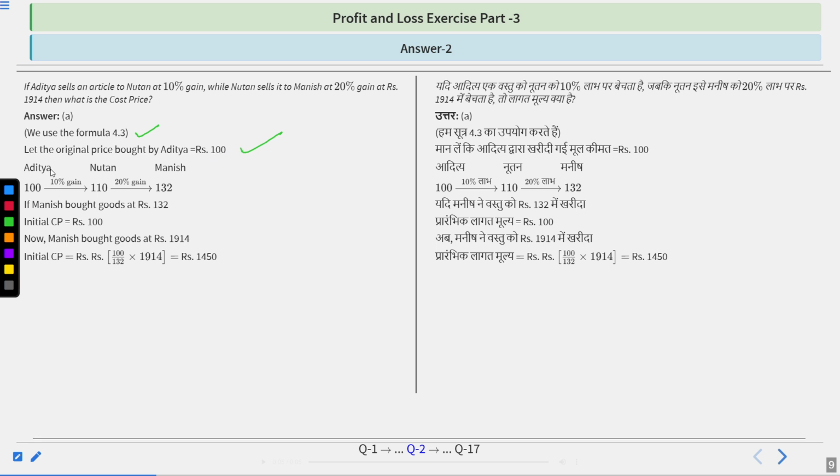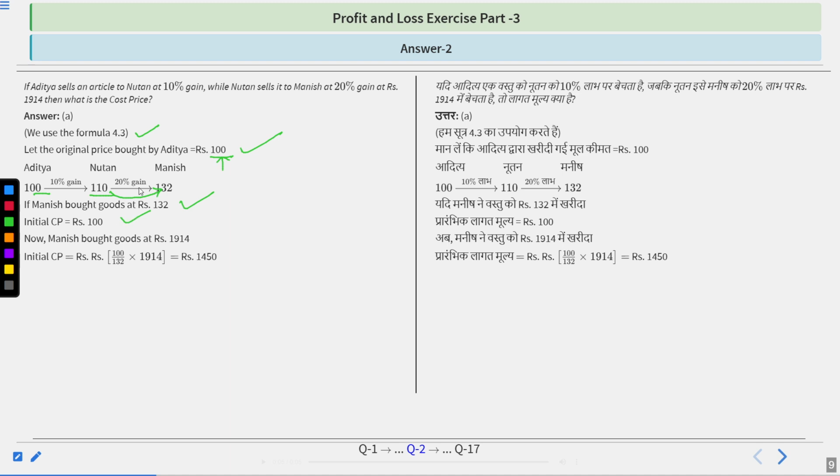The question says that Aditya sells to Nutan at 10% gain. So with 10% gain, the price will become 110. Nutan sells at 20% profit, so when it sells, it will sell at 132 rupees. If we let CP be 100, clear? So the new SP of Nutan is 132, which is the CP of Manish. So Manish bought this product at 132 and the initial CP we let is 100.